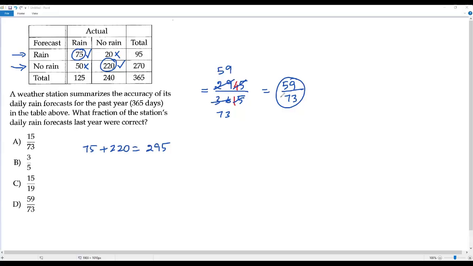And this fraction cannot be simplified anymore. So this is the fraction of the station's daily rain forecasts last year that were correct. We find this fraction 59 over 73 in answer choice D. The correct answer choice for this question is D.